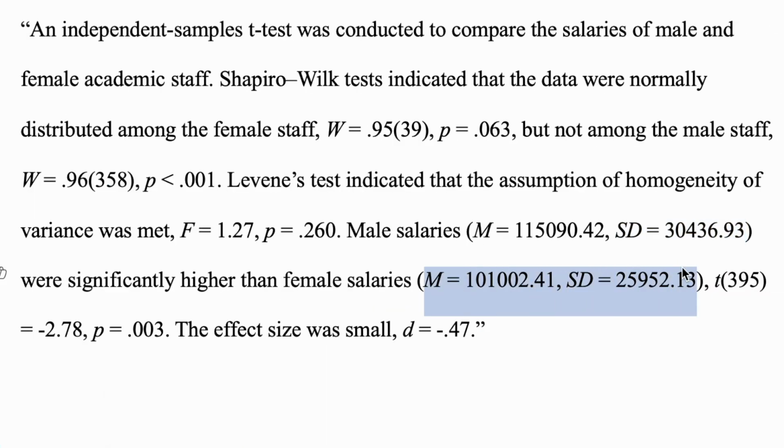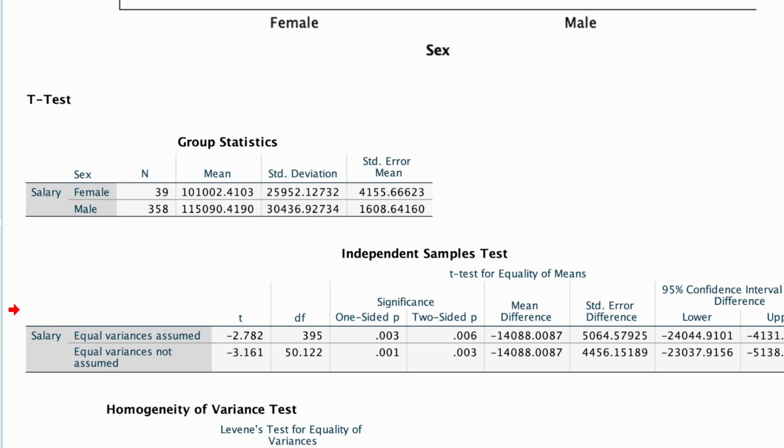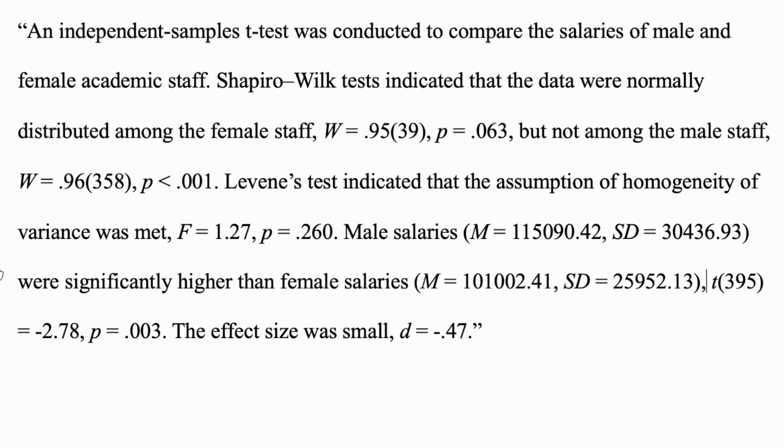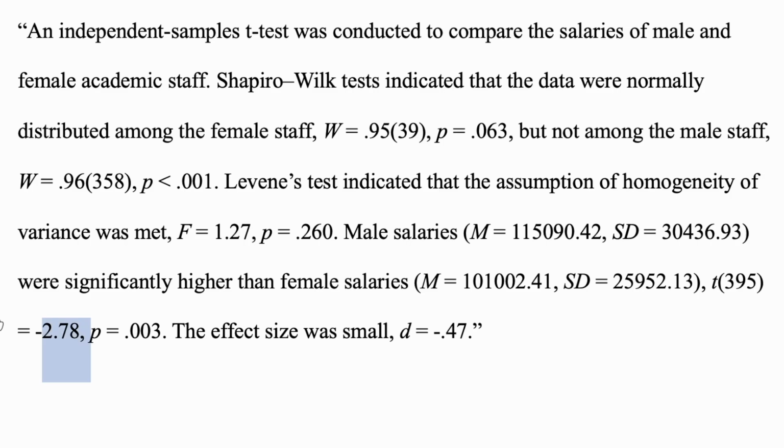Next, we're getting to the results of the t-test itself. So I've said that t equals minus 2.78. So that's coming from this independent samples test table, and I'm looking at the equal variances assumed row, and I have a t-value of minus 2.782. So I've just rounded that to 2 decimal places here. And we have this degrees of freedom value of 395, and that's what we have in this DF column.